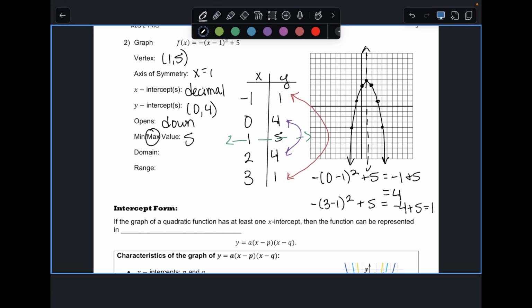Domain and range. Domain is always what? All real numbers. Negative infinity to infinity. Range. If I start down here, negative infinity. When do I stop? 5 included or excluded? Included. It's always included.